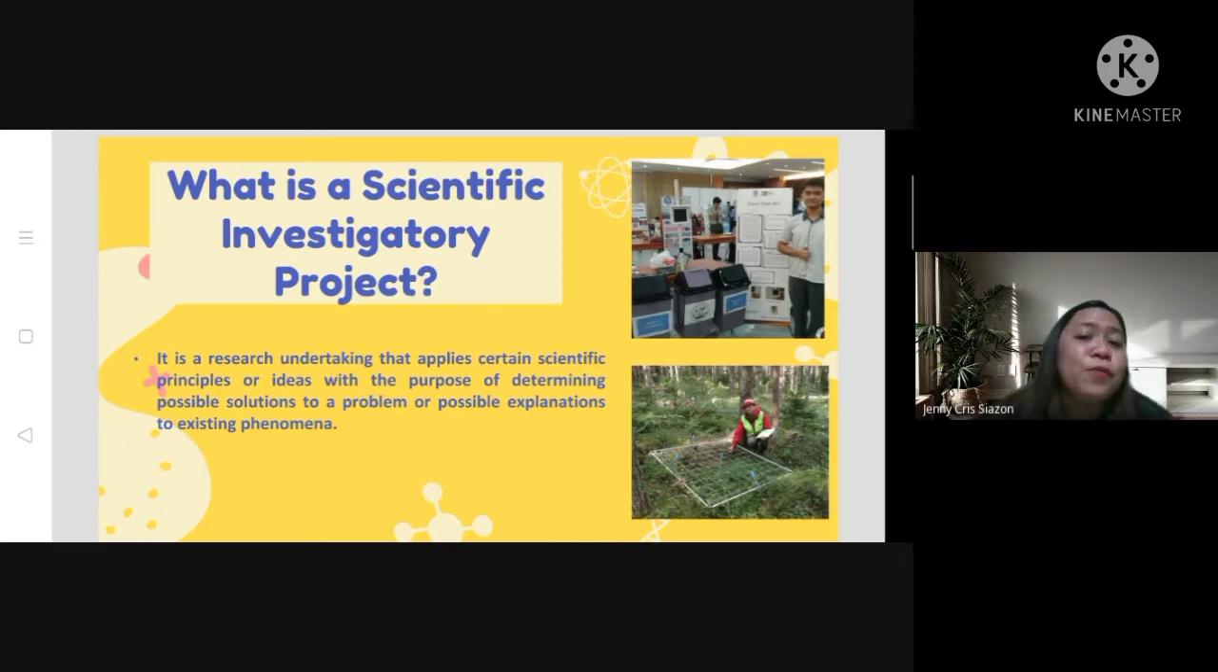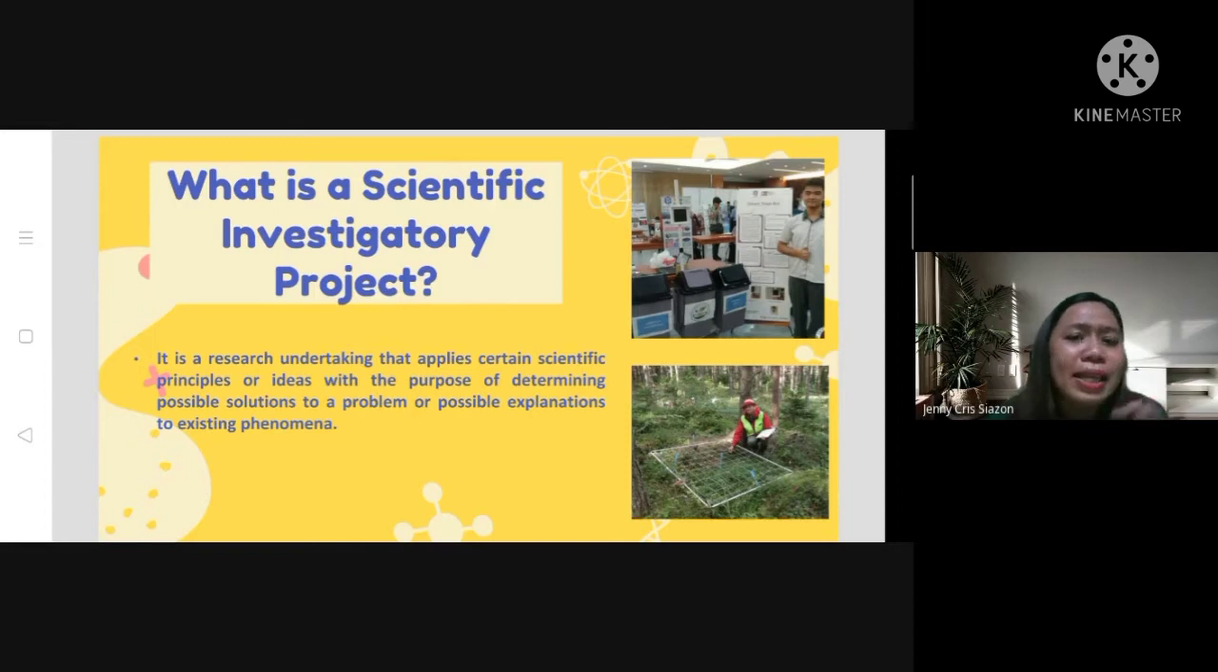So, of course, don't forget that your scientific investigatory project is really a part of scientific exhibition in your school. Or you can also join in some contests or science fair competition, no? And you will be able to present your projects to the panel. In doing an investigatory project, you have to consider that this is your major achievement in science.